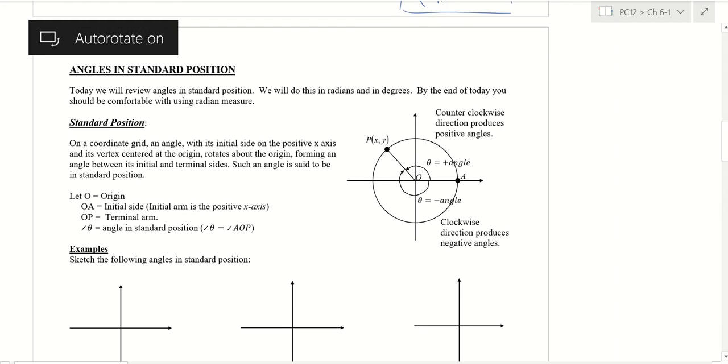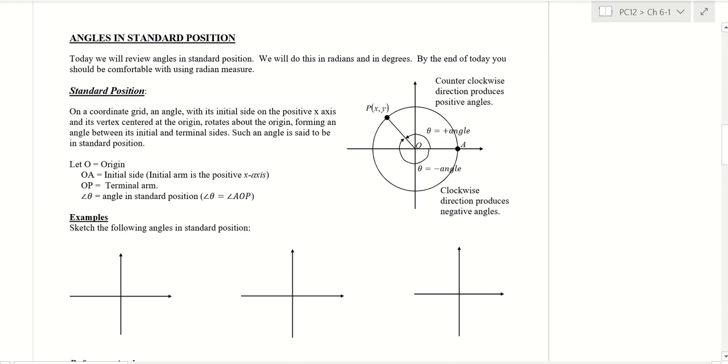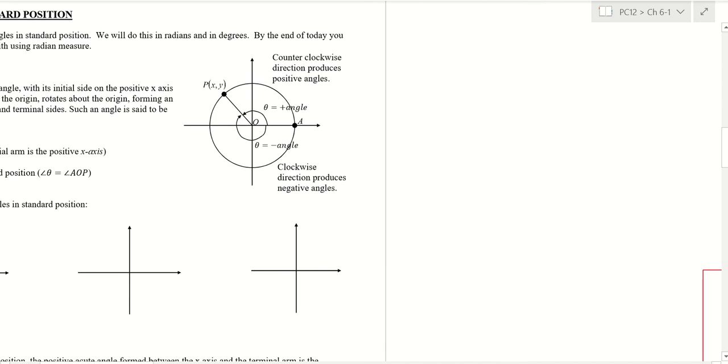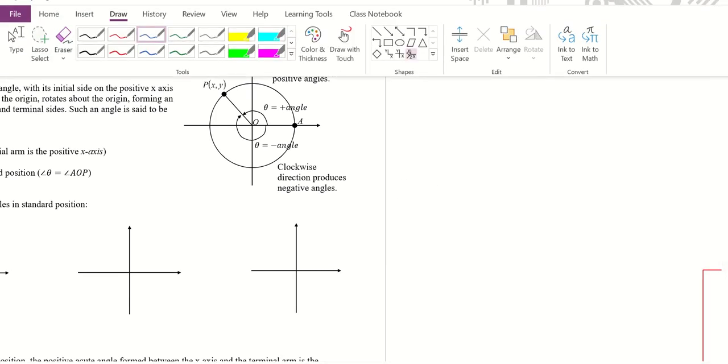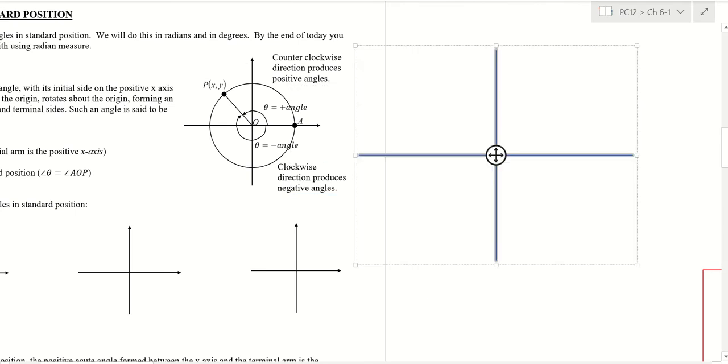Okay, so a little bit of review here for angles in standard position. It's stuff that we've learned in pre-calculus 11, but again, we will want some degree of comfort, so let's do some review. Angles in standard position really just means that we have some coordinate grid. So I will just quickly draw one. I know there's some here that already exist, but here's an x and y axis here.